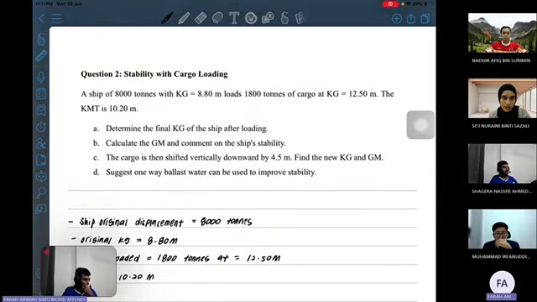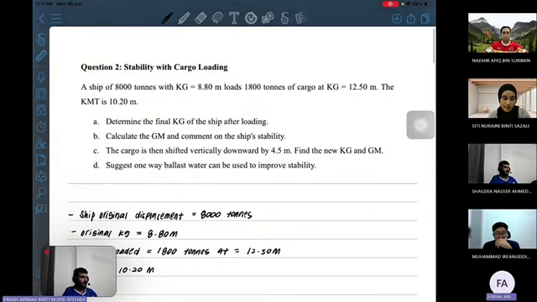Okay, so question 2 is about stability with cargo loading. A ship of 8,000 tons with KG 8.80 meter loads 1,800 tons of cargo at KG 12.50 meter. The KMT is 10.20 meter.